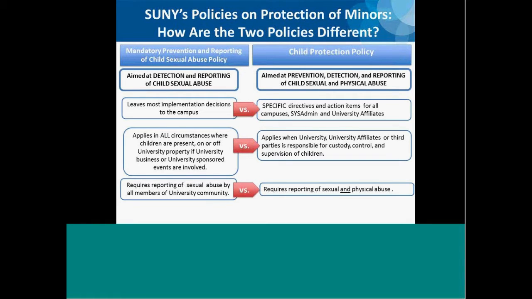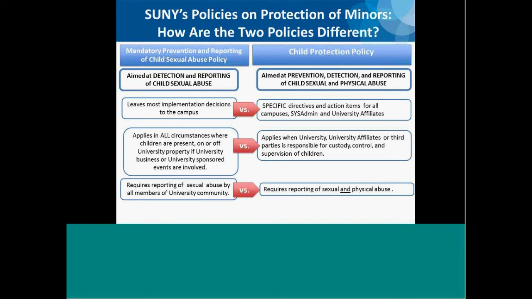The Mandatory Reporting Policy is aimed at detection and reporting of child sexual abuse. The Child Protection Policy is aimed at prevention, detection, and reporting of child sexual abuse, and it also addresses child physical abuse. The Mandatory Reporting Policy vests the campuses with decisions for its implementation, whereas the Child Protection Policy contains specific directives and active action items that campuses, system administration, and university-affiliated organizations must follow.